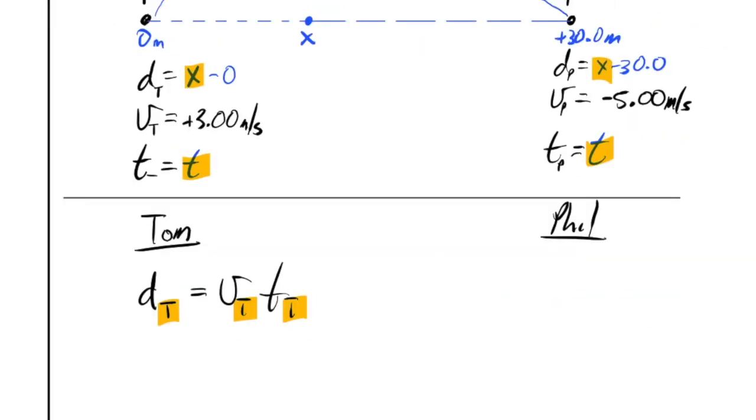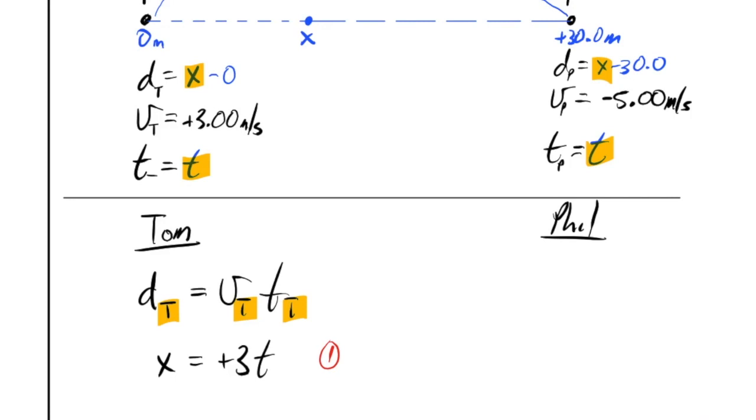Okay, so the displacement of Tom, that's just equal to x. And we don't need the minus 0, of course. V Tom, that's going to be positive 3. And I'm dropping the extra sig figs for now because it doesn't help us do the algebra. We just have to remember at the end, we started with 3 sig figs, so we're going to end with 3 sig figs. And the time for Tom is just t. That is equation number 1.